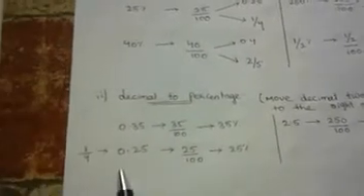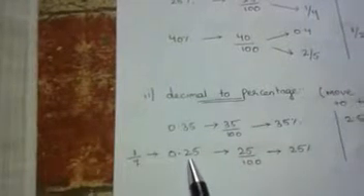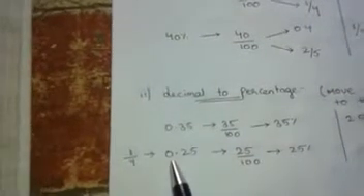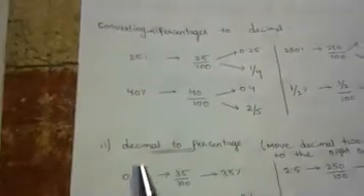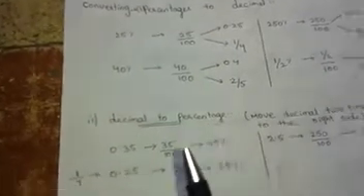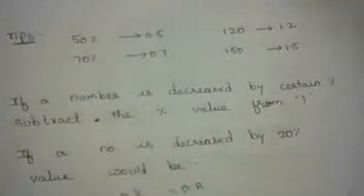Now let us look at this, 1 by 4, which is equivalent to 0.25. When you convert 0.25 into a percentage, you get 25%. Okay, so this is how you convert percentages into decimals and decimals into percentages. Now these two tips are very important for you to solve percentage sums.